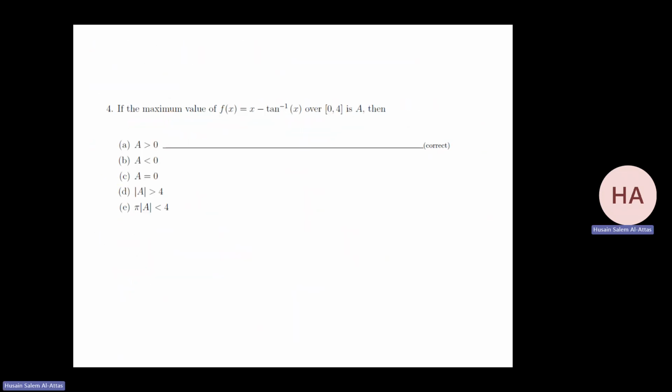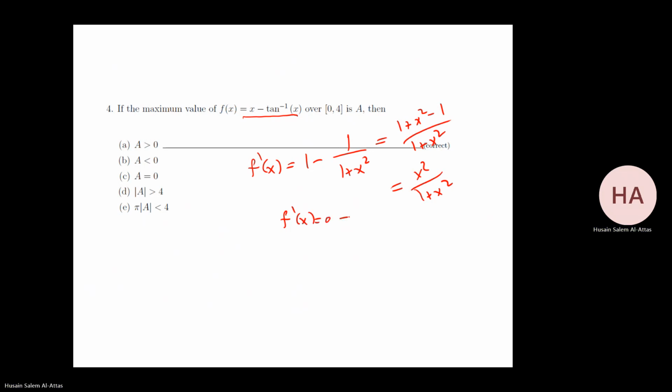The maximum value of this function is A. Then A is what? Okay, they want me to find the maximum of the function. Now, the function is continuous everywhere. Tan inverse is continuous. We did that before. F prime of x will be what? 1 minus 1 over 1 plus x squared, which is 1 plus x squared minus 1 over 1 plus x squared. That will be x squared over 1 plus x squared. So this equals 0 means x equals 0. This is never 0, so we have no problem.